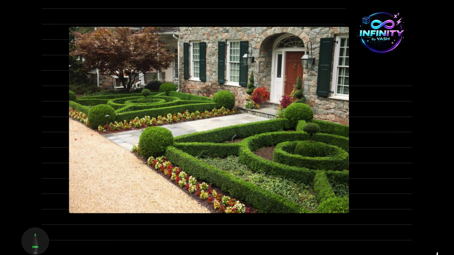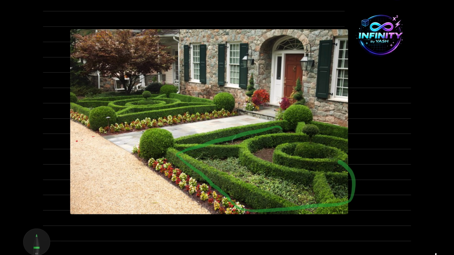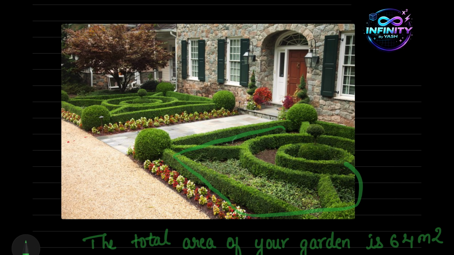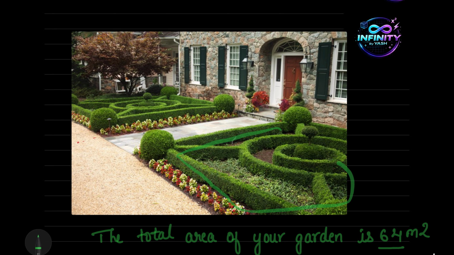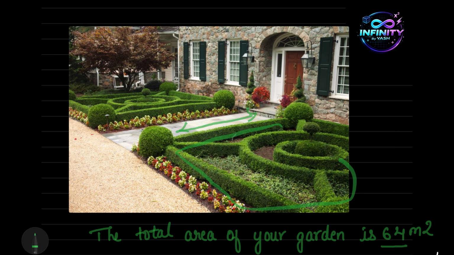Imagine your father wants to build a beautiful square garden in front of your house. An engineer visits your home. After measuring the land, he says the total area of your garden is 64 square meters. Now your father asks, what should be the length of each side? Can you answer? Take 5 seconds to think.